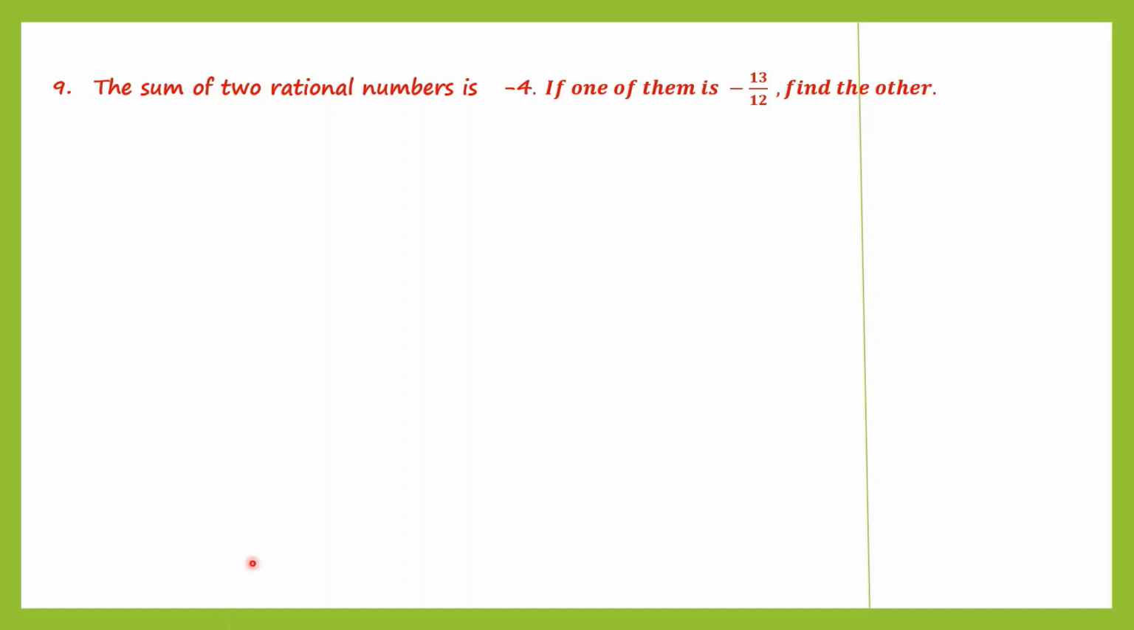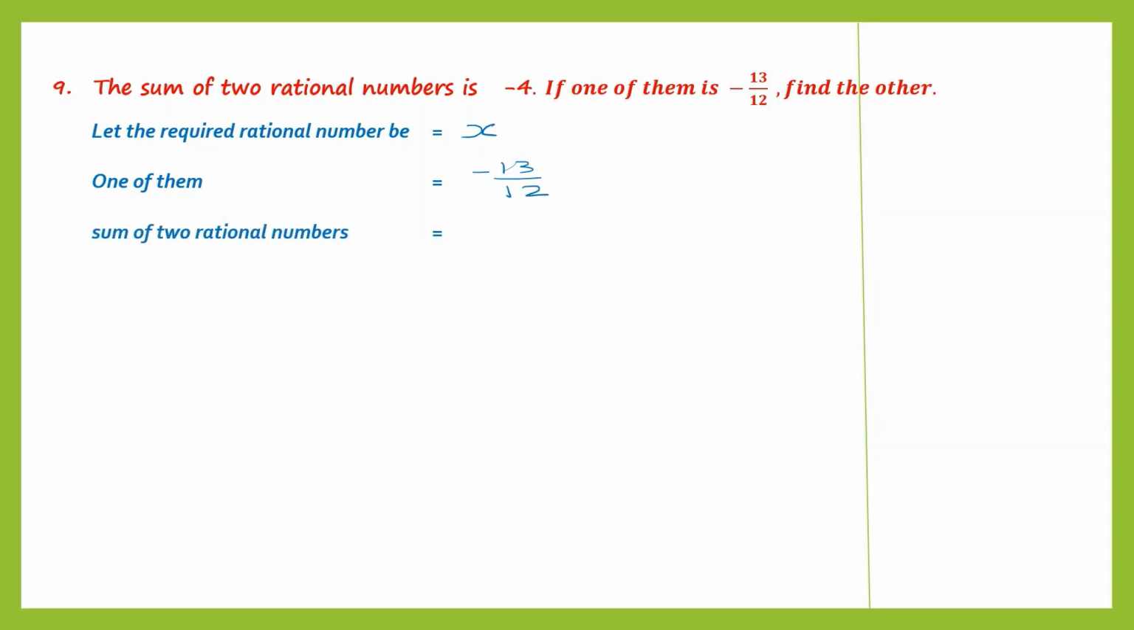Question 9. The sum of two rational numbers is minus 4. If one of them is minus 13 by 12, find the other. So let the required rational number be x. One of them given to us is minus 13 by 12. Then the sum is given as minus 4. That means x plus minus 13 by 12 is equal to minus 4.